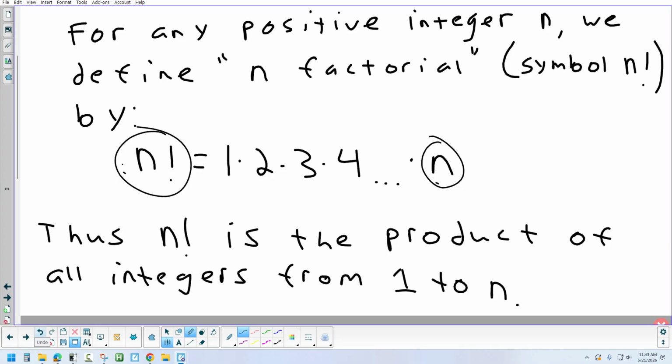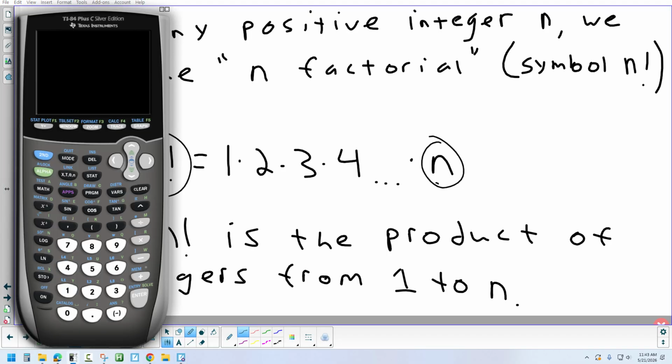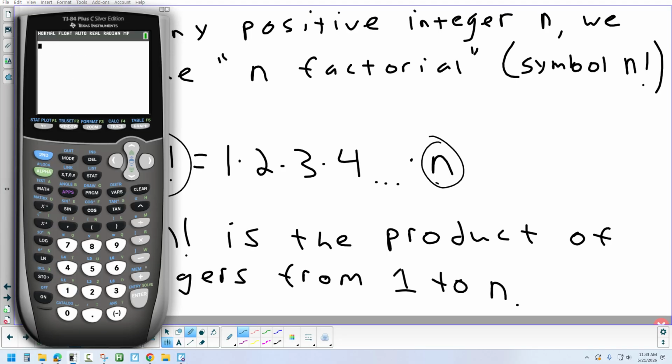So 100 factorial would be a very big number. It would be 100 times 99 times 98, all the way down. Factorials get very big very quickly, and you can't even do some of them on the calculator. You could probably do 50 factorial.